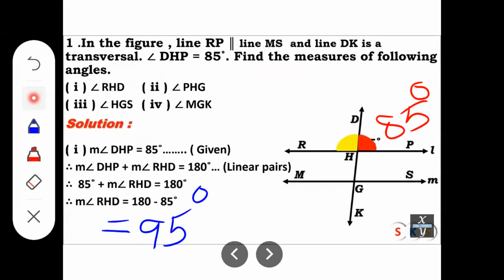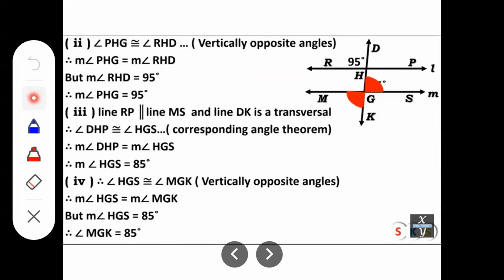Now the third angle we have to find, angle HGS. Yes. Now see in the diagram, where is HGS? Angle HGS means here, marked in red color. Okay, that is angle HGS.